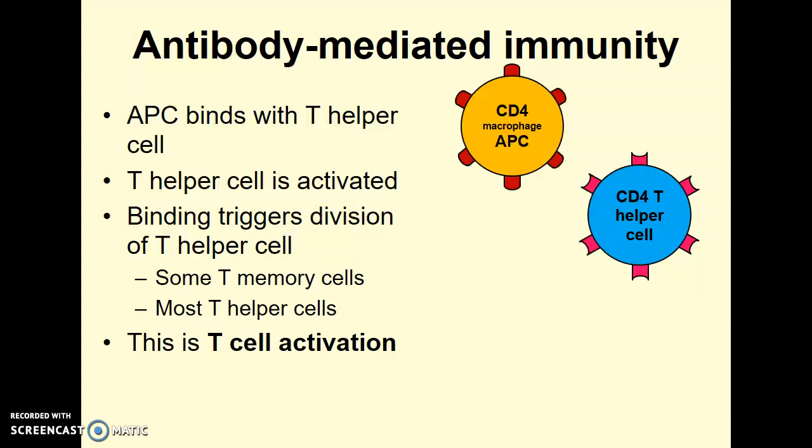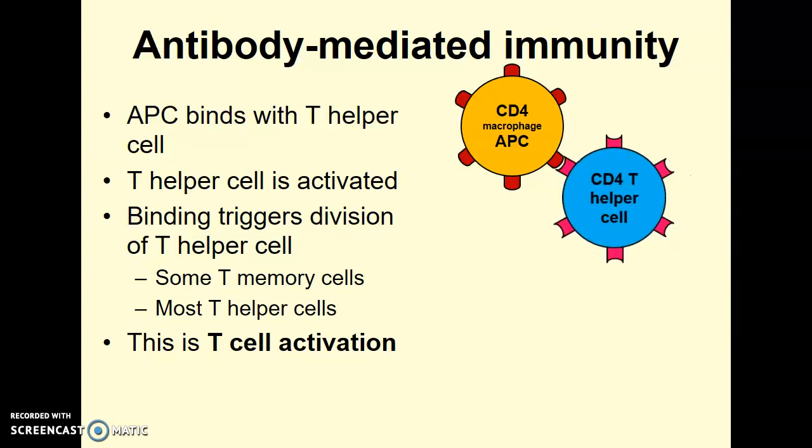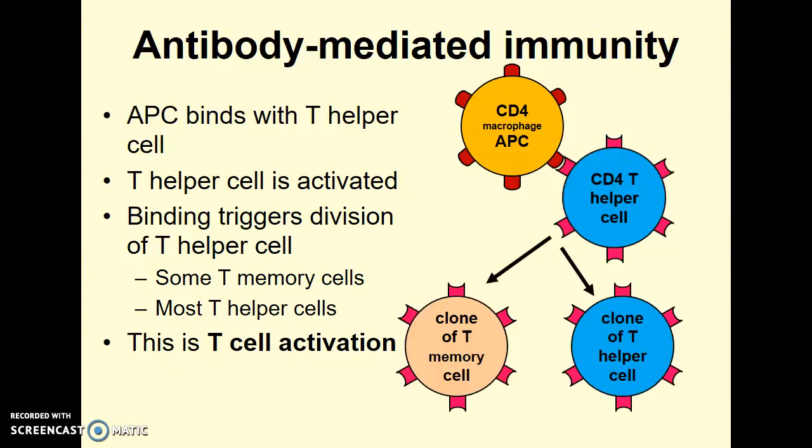So let's have a look at my wondrous animations for the antibody-mediated or humoral immunity. So first off, we've got an antigen-presenting cell. That's the bright yellow cell. And that will bind with the T helper cell, which is shown here in pale blue. And that activates the T helper cell and triggers the division of the T helper cell. So we'll get some memory cells, and most of them will be other T helper cells. So this stage is known as T cell activation.